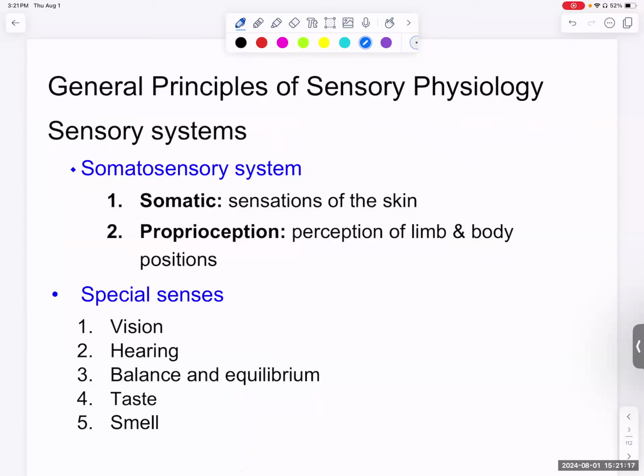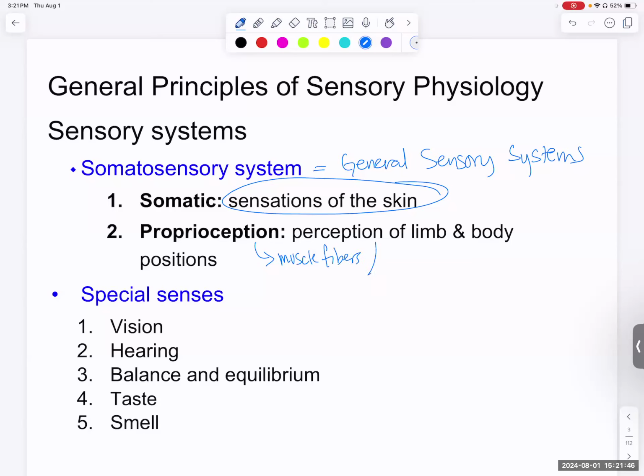Now, sensory systems, again, are somatosensory. These are your general sensory systems. Somatic means it's coming from the skin. It can be pain, temperature, pressure, or it could be proprioception, in which case it's coming from muscle fibers, joints, tendons, Golgi tendon apparatus. They all have receptors. And so these receptors, either coming from the skin or the proprioceptors, are all going to send the action potentials ultimately to the somatosensory cortex.